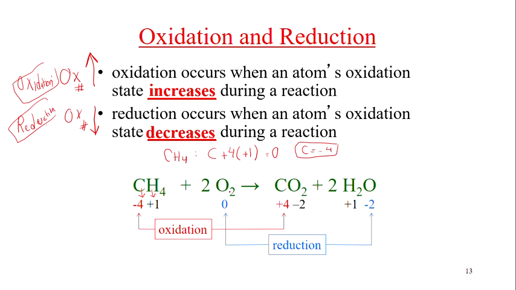Oxidation number of oxygen in the O2 molecule is 0, free element. For CO2, let me write it here. CO2. I'm going to find for carbon. C plus 2 times 2 negative, charge is 0. So C is -4. So, sorry, it's +4. C is +4. So we calculated that. This is for carbon, this is for oxygen. H2O, in the compound, hydrogen is 1 positive, oxygen is 2 negative. So we have all of them.